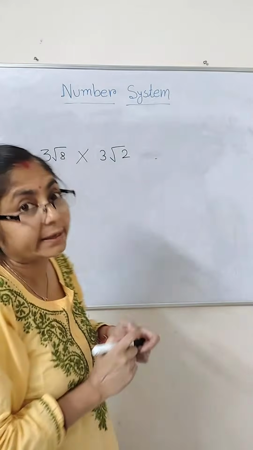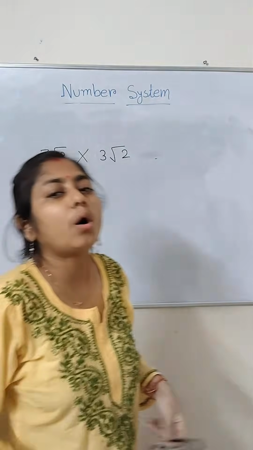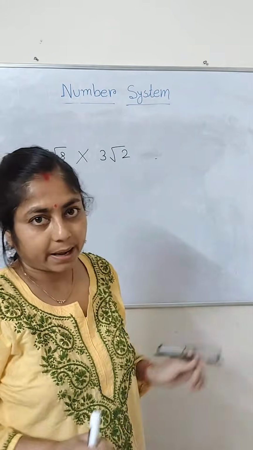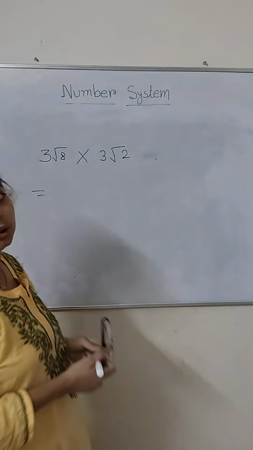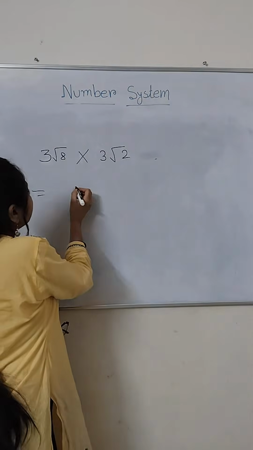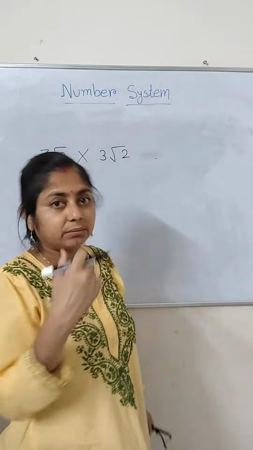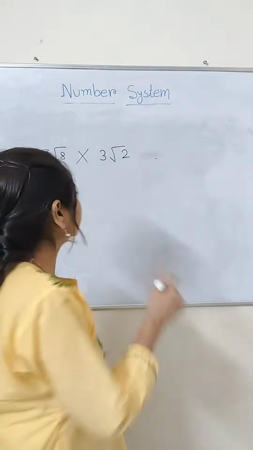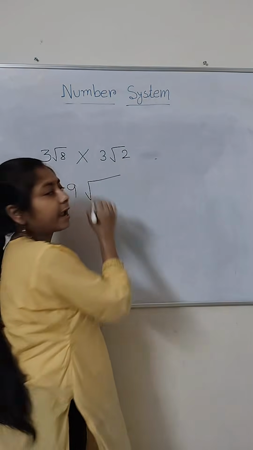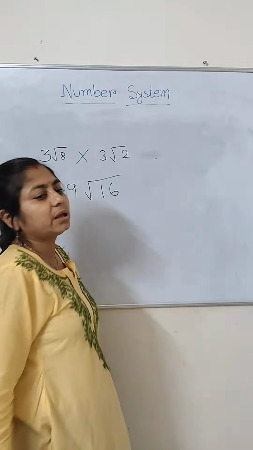Okay? In that case, how can you do it? First, your normal numbers you multiply normally. Then we multiply the root part. So 3 into 3, what's the answer? It is 9. And then comes the root part multiply. Root 8 into root 2. So you use the root sign. 8 into 2, 16.